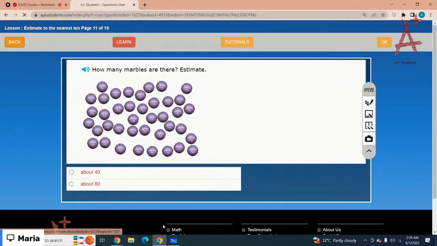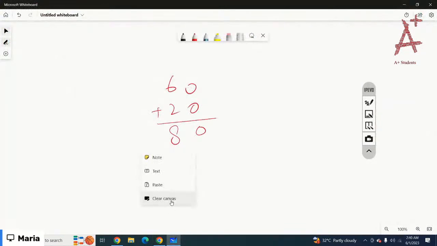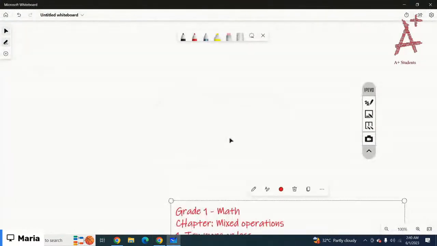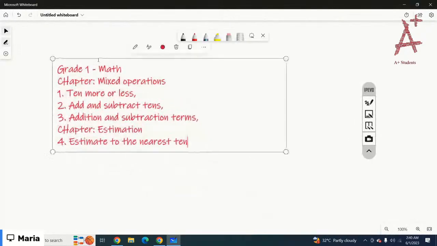Okay, you can complete the test by yourself later today. So, we were working on grade 1 maths. The chapter we're working on is mixed operations. The lessons we have covered are 10 more or less, then add and subtract tens, then addition and subtraction terms. And then we've started a new chapter, estimation, and the lesson we have covered from the chapter is estimate to the nearest 10. So please make sure before the next session you complete all the test questions for the lessons we did today.